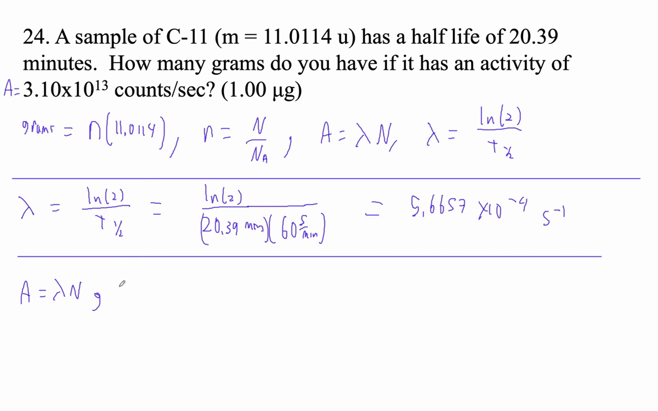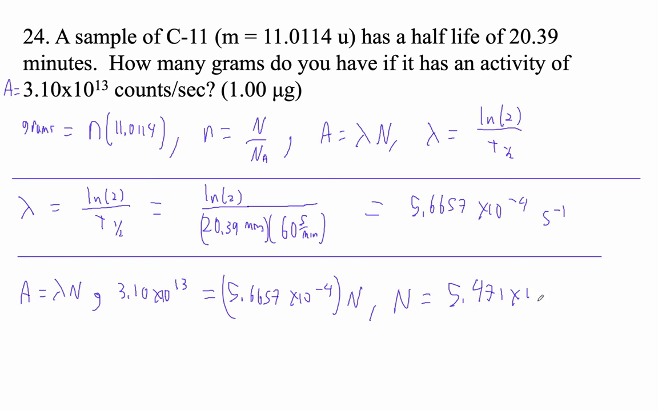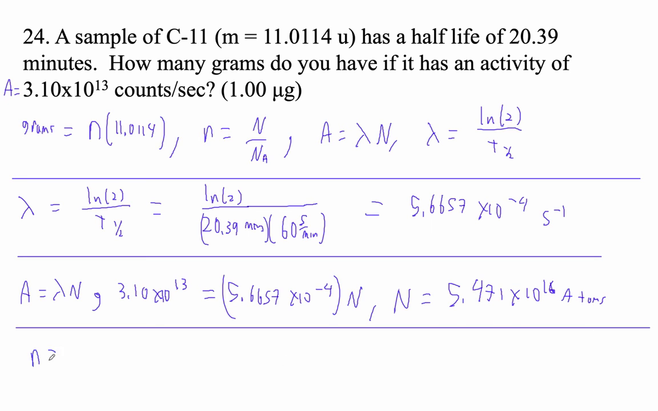The activity is 3.10 times 10 to the 13th, and that equals this decay probability times the number of atoms. So now we can find the number of atoms: 3.1 E13 divided by that number I just got is a measly 5.471 times 10 to the 16th atoms. All right, and now we can figure out the number of moles.